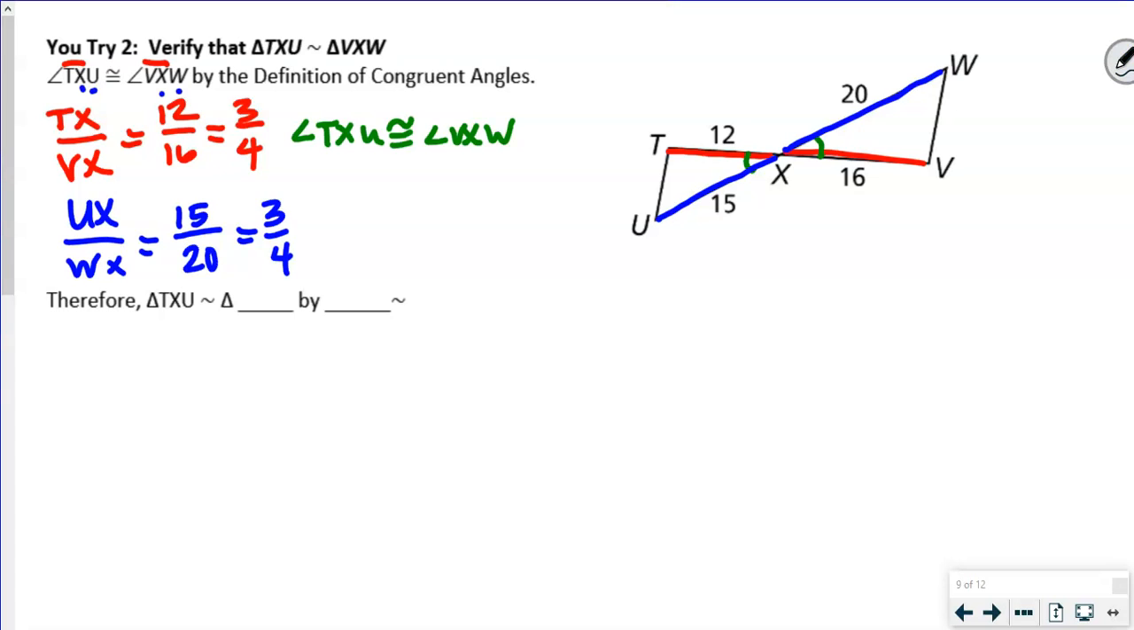So now notice again, we have the same ratio. That's what we're looking for in a congruent angle. So yes, they are going to be similar. How are they similar? This is going to be similar with VXW, right? By, again, side, angle, side similarity, okay?